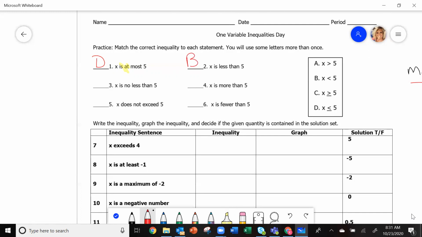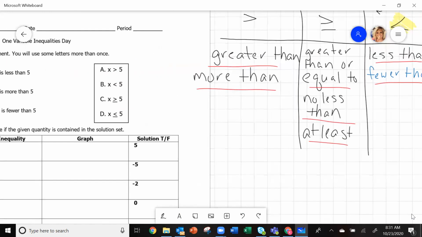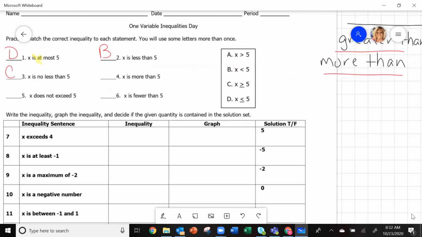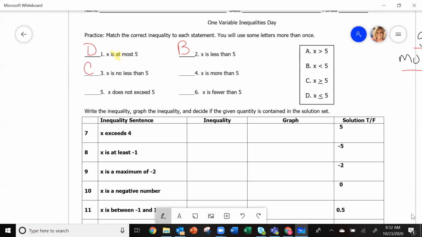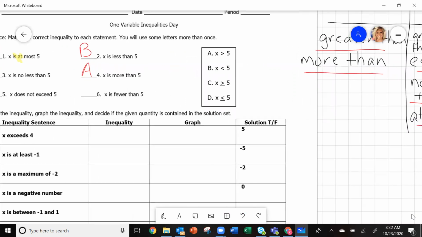Number 3, no less than. You're going to do no less than 5 push-ups. You're going to do 5 push-ups or more. So it's going to be C, greater than or equal to. Let me make sure. Did we put no less than over here? Sure did. Number 4, X is more than 5. That means X is greater than 5. You're going to have A goes here. So let's see, more than. I'm pretty sure we put more than. We sure did.